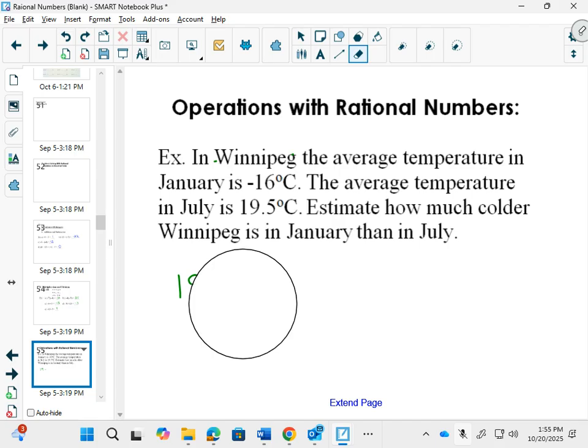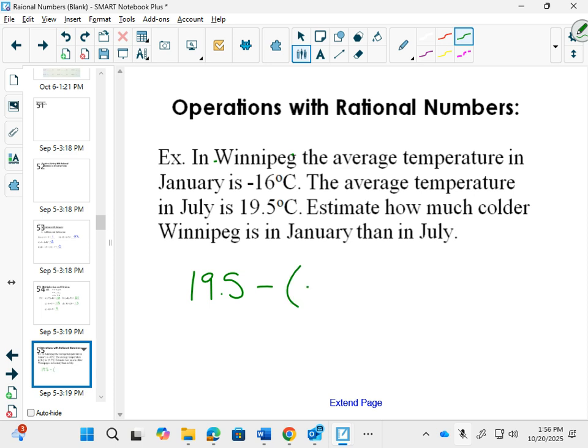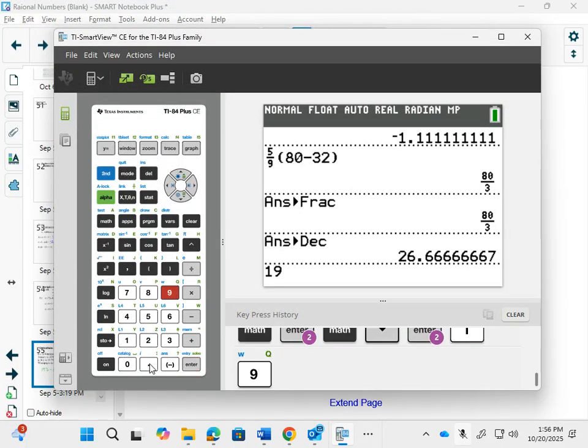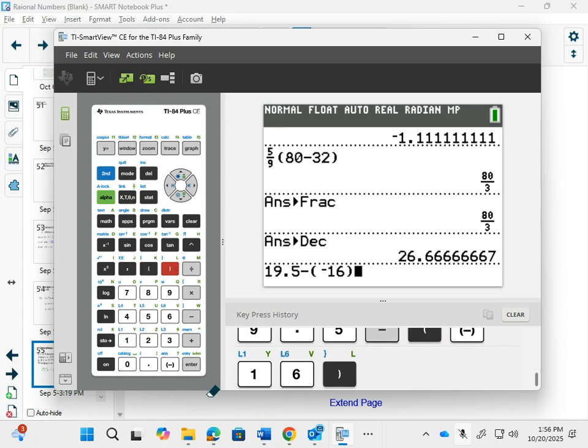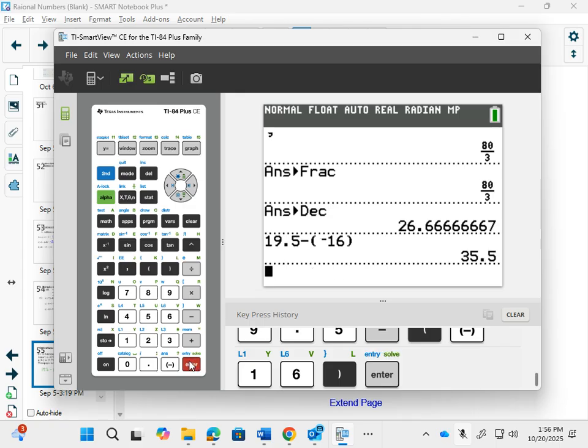So my first number is 19.5. And I need to subtract my second number, which is minus 16. Again, you have your calculator. 35.5. You've got your head, great. But you want to do your calculator as well. So when we're typing this into our calculator, we type it in exactly as we see it. So 19.5 minus bracket negative 16. So your calculator is smart. It will work with the negatives. Subtracting the negative is the same as adding. You get 35.5.